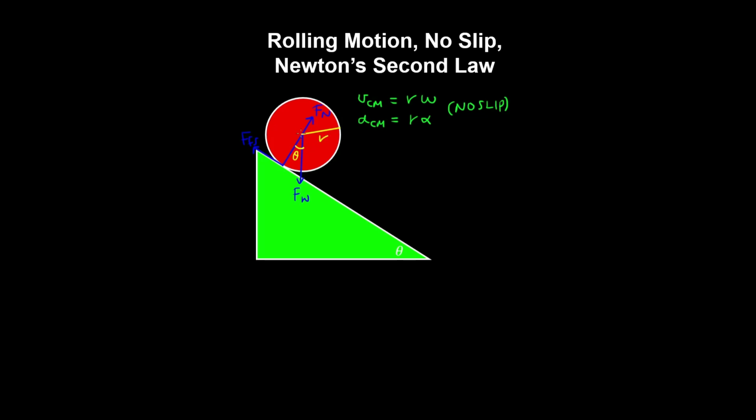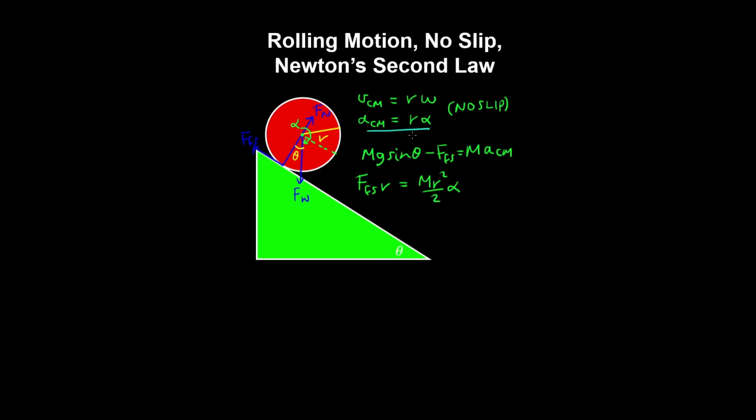Now applying Newton's second law for translational motion in the direction parallel to the plane, we have the force of weight sine theta minus a static friction force is equal to the mass times the acceleration of the center of mass. And applying Newton's law for rotational motion by taking the torques about the center of mass, we eliminate the torques produced by all the forces except the static friction force. And the moment of inertia of the disk about the center of mass is as follows.